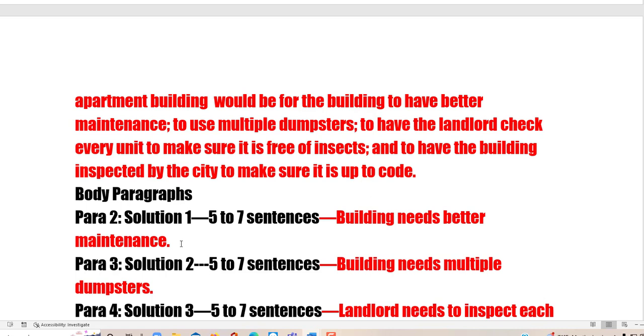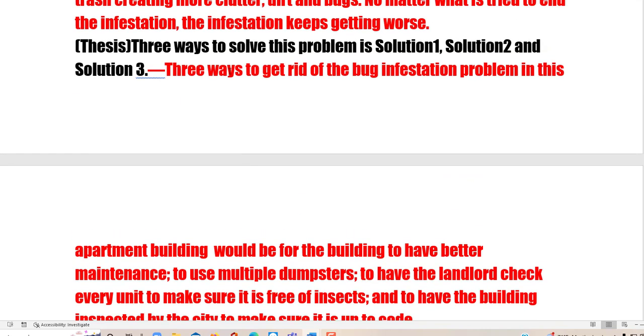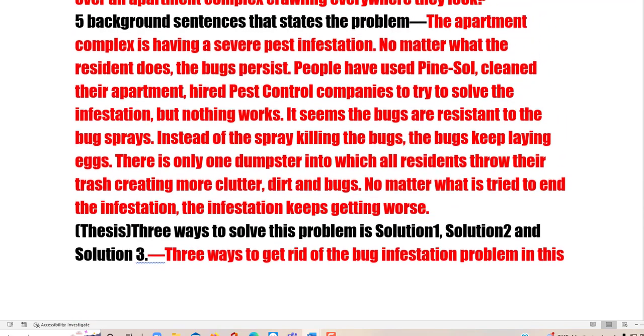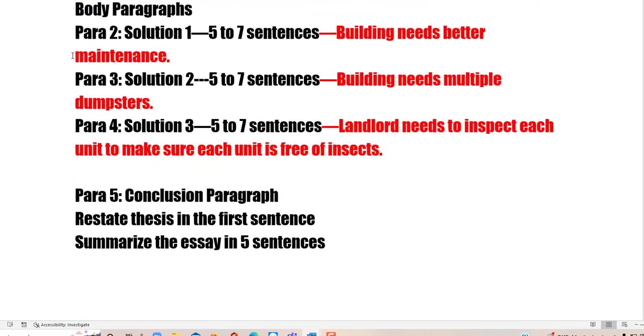And so then you're going to write your first one, building needs better maintenance, which matches your thesis statement. Building needs multiple dumpsters, which matches your thesis statement of multiple dumpsters. And landlord needs to inspect each unit. So when you have your body paragraphs, they have to match your thesis statement. All right? And so this is your problem solution essay.